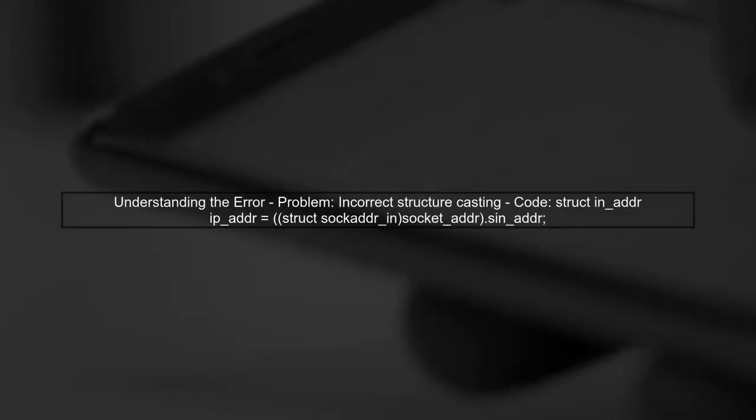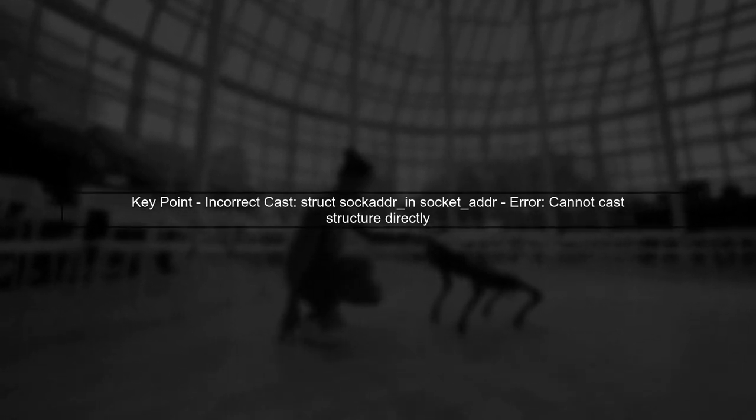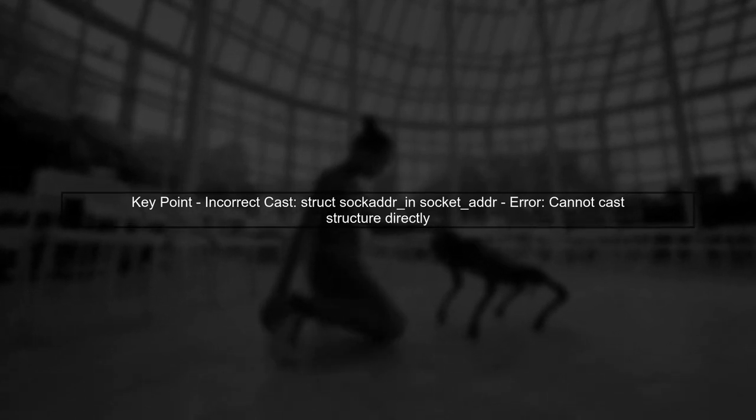Let's break down the error message you're encountering in your C++ code. The issue arises from how you're trying to cast the structure. In your code, you're attempting to cast socketAdder directly to socketAdderIn. This is not valid because socketAdder is not a pointer, but rather a structure itself.